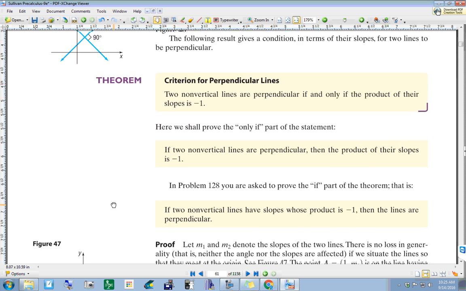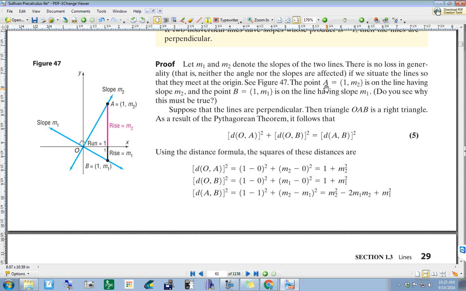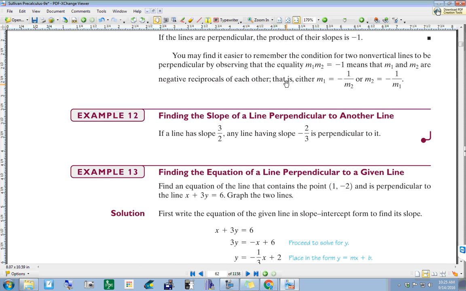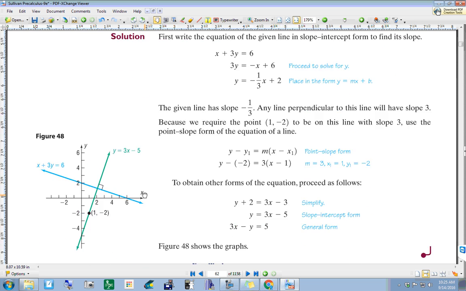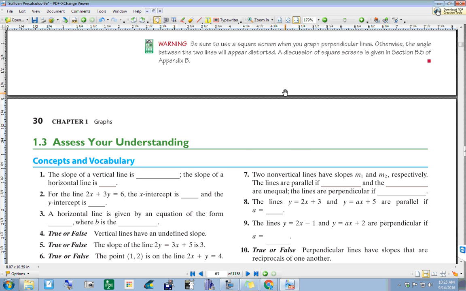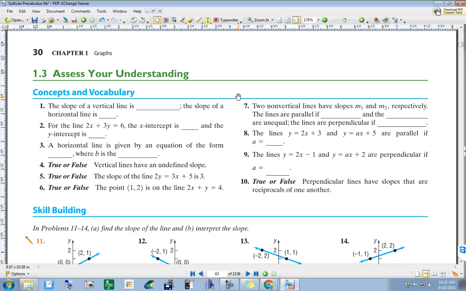Perpendicular lines. Opposite reciprocal is exactly correct. So as long as you can remember that, you don't have a problem with that. Like I said, this is mostly review because you guys have had this beaten to death over the years. So that would be it. If you got questions, make sure that you take the time to ask.